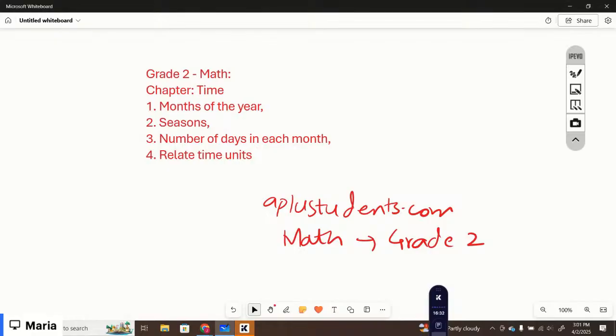There you can find the list of the chapters. We're going to start with the chapter on time. The lessons we're going to cover today are months of the year, seasons, number of days in each month, and related topics. So please make sure you have your notebook and pencil so that you can note down the important examples and definitions as well.